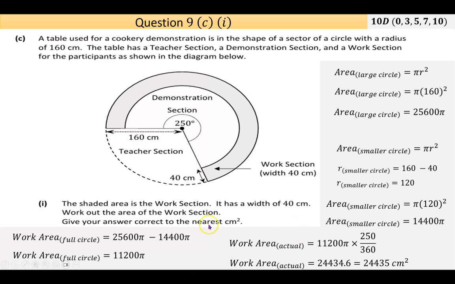24,434.6. They asked me to round that to my nearest centimeter squared. The 6 here is what matters. It rounds the next number up by 1 to give me the 24,435 centimeters squared.